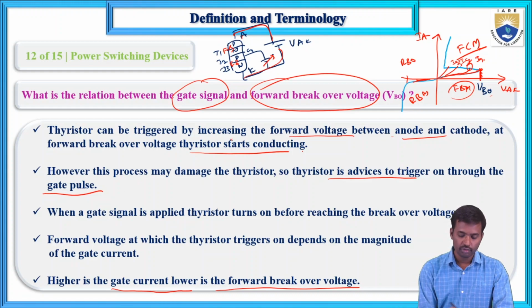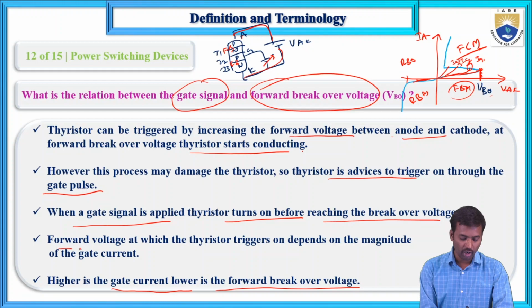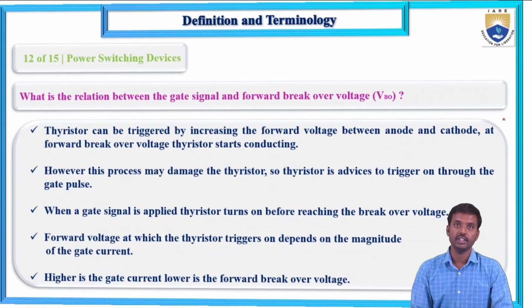Now here, if you give the gate current, the forward breakover voltage decreases when the gate signal is applied, and the thyristor turns on before reaching the breakover voltage. The forward voltage at which the thyristor triggers on depends upon the magnitude of the gate current. So if you increase this gate current, the breakover voltage decreases.